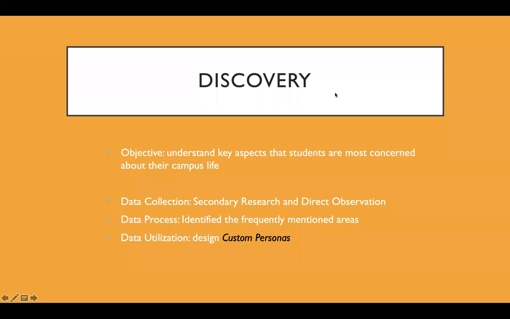The first video covered the discovery stage. The purpose is to understand key aspects that students are most concerned about in their campus life. In other words, we want to know what are some places most students would choose to spend their time while at campus. This stage covers three steps: data collection, data process, and data usage.